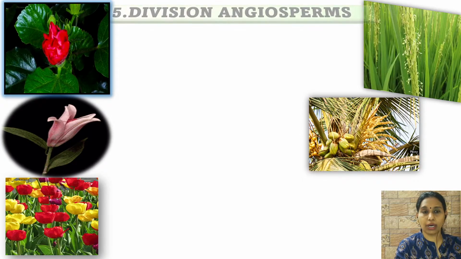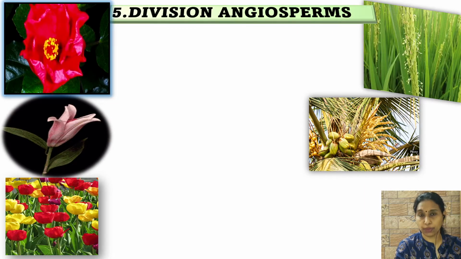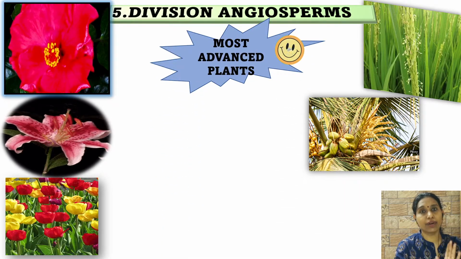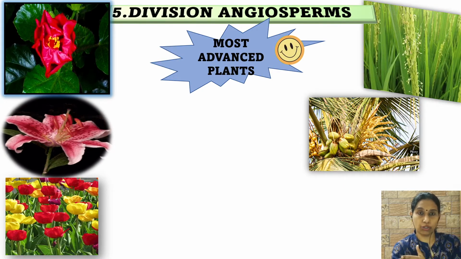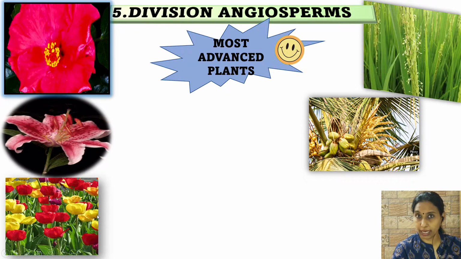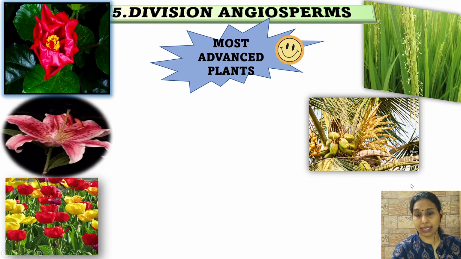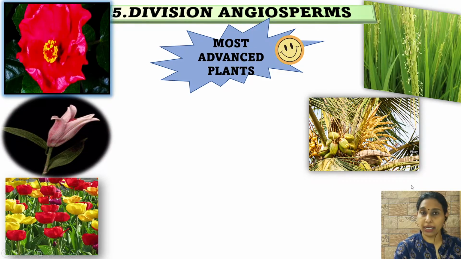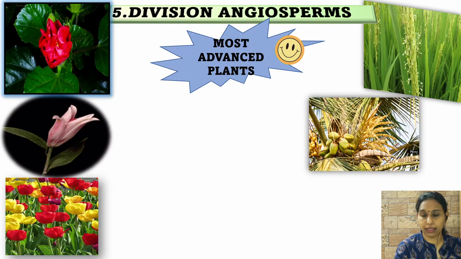Okay. Now coming to the last division of kingdom Plantae, that is the division angiosperms. They are the most advanced plants and they are subdivided into dicots and monocots. The three pictures you see here are coming under the dicotyledons, and the next two pictures, a grass and the coconut tree, are coming under the monocots. What do you mean by dicots and monocots? We'll come to that later on.